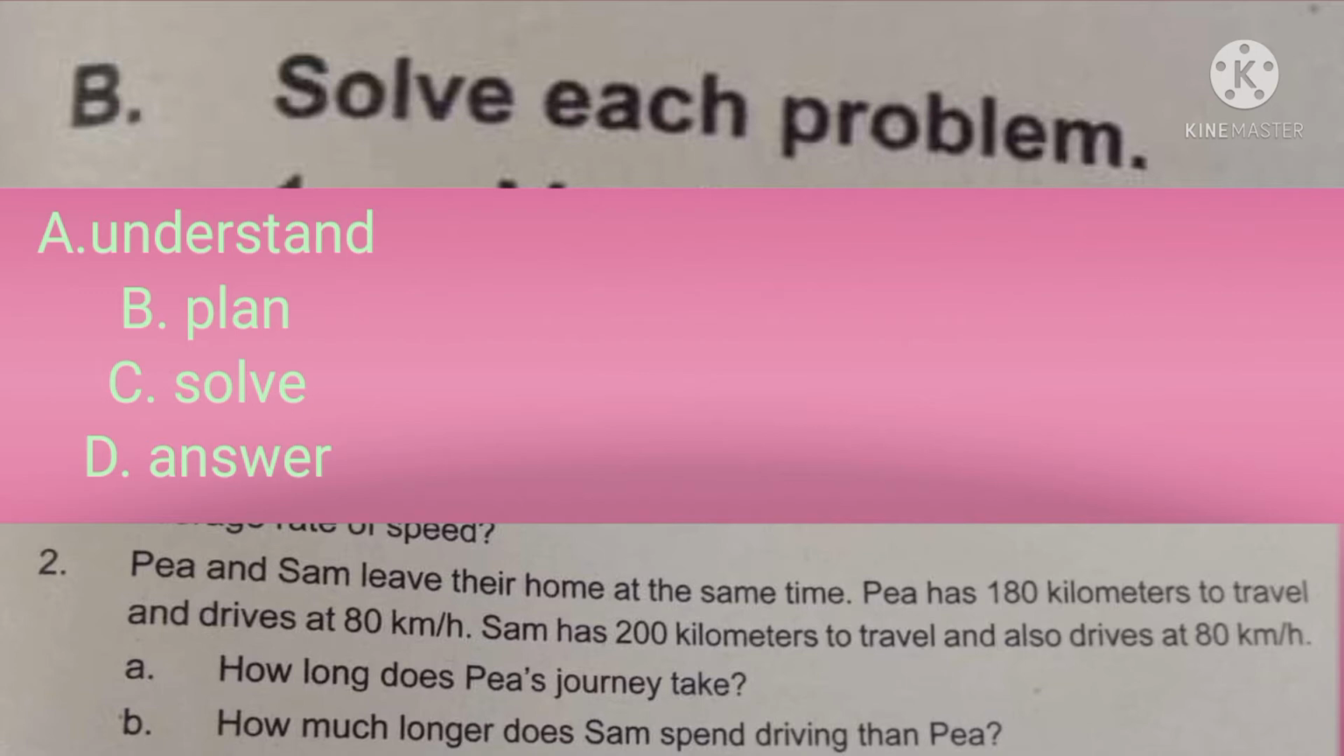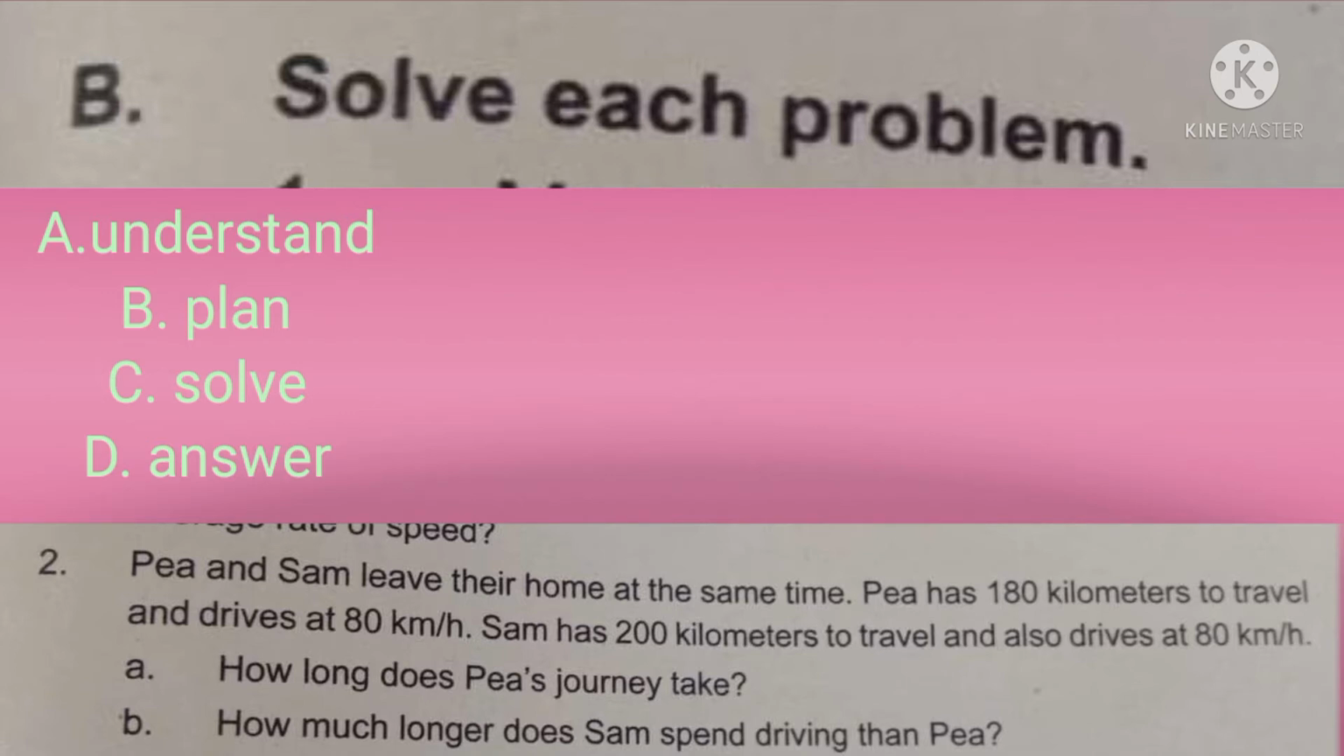Let's analyze the problem and understand what is being asked. How long does Pia's journey take? And how much longer does Sam spend driving than Pia? And what are the given facts? Pia has 180 km to travel and drives at 80 km per hour, while Sam has 200 km to travel and drives at 80 km per hour.